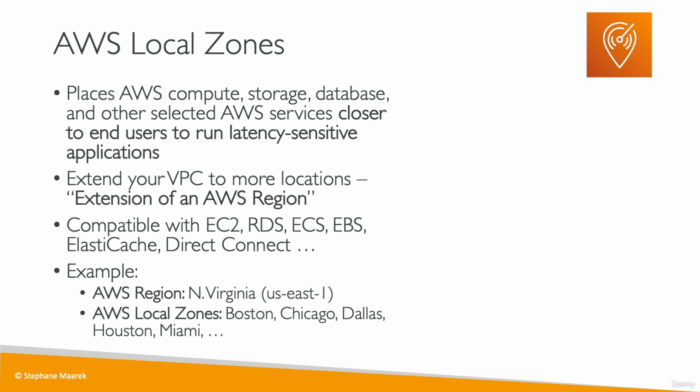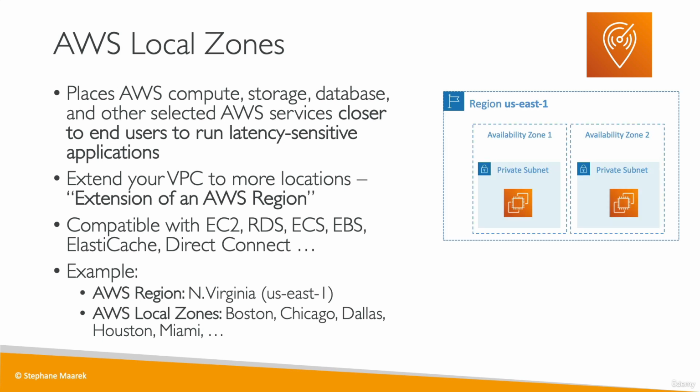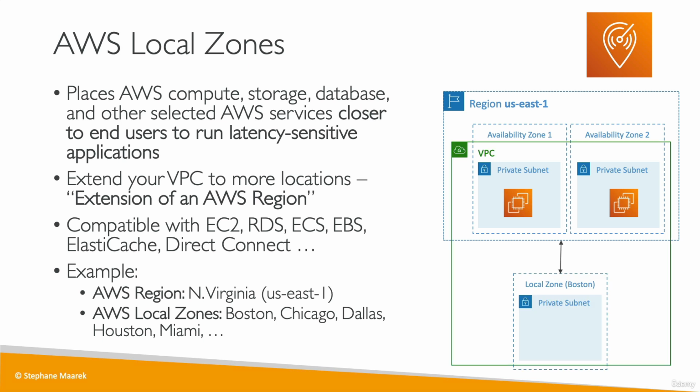So there's a region, Northern Virginia, US East 1, and it has 6 AZs by default, but you can extend these AZs with more local zones. So you have Boston, Chicago, Dallas, Houston, Miami, and so on. So how does that work? Well, here's your region, US East 1, with 2 AZs, but it's possible for you to define a local zone in Boston and then extend your VPC to go across these AZs and local zones. And then you would be able to launch an EC2 instance into this local zone. Now that may be confusing, so let's go into the console to see how that works.